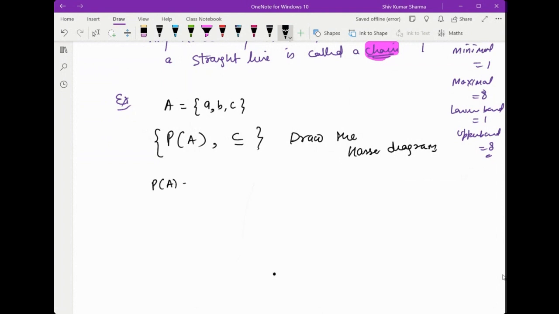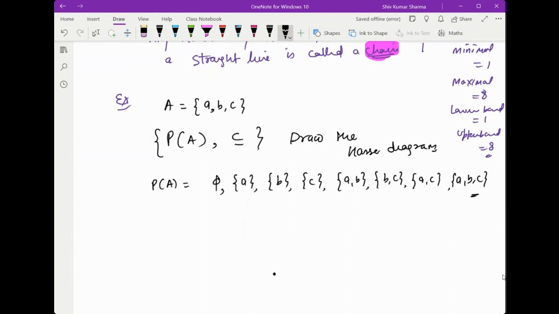So first you write the power set elements, which are φ, {a}, {b}, {c}, {a,b}, {b,c}, {a,c} itself, {a,b,c}: 1, 2, 3, 4, 5, 6, 7, 8. Having 8 elements. Now we draw the Hasse diagram for this.